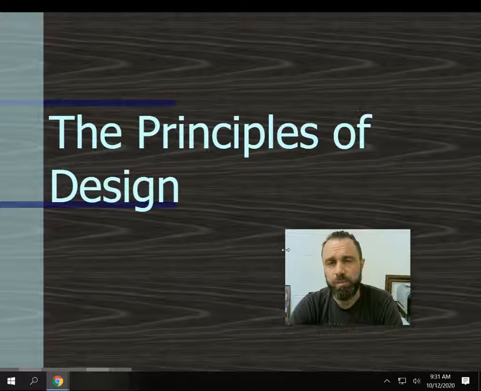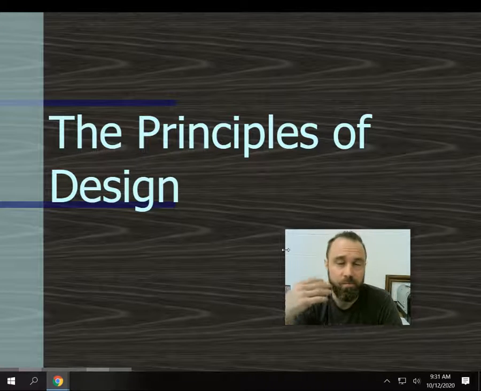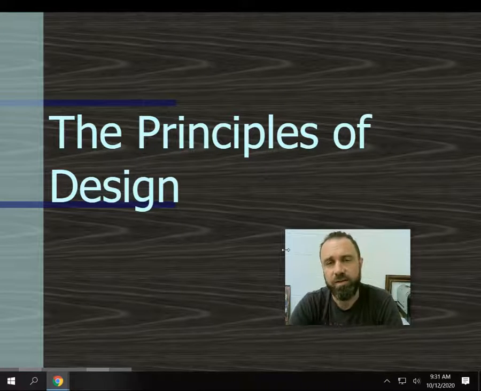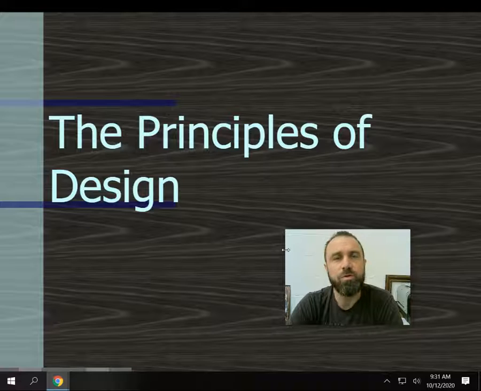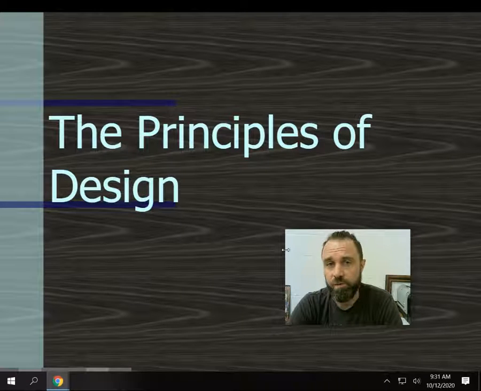Sometimes they use different principles of design for things such as graphic design, visual art, logos, things like that. There are several different areas, but these are the principles of design that I want you to know. So if you do go look up more information about it, make sure you're actually finding the correct information.